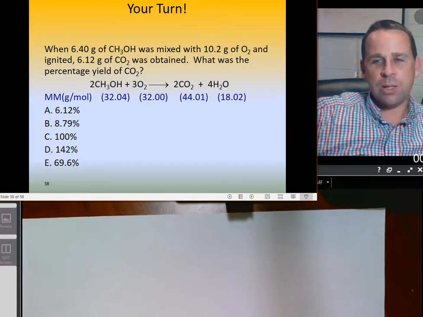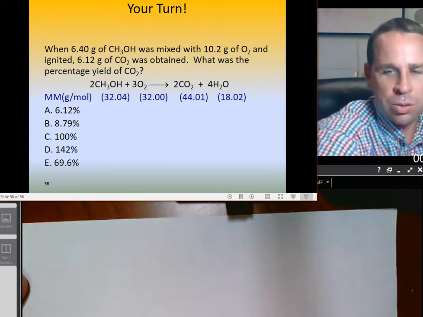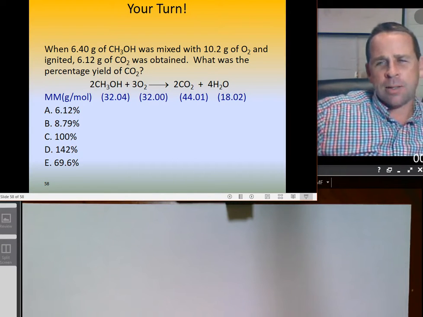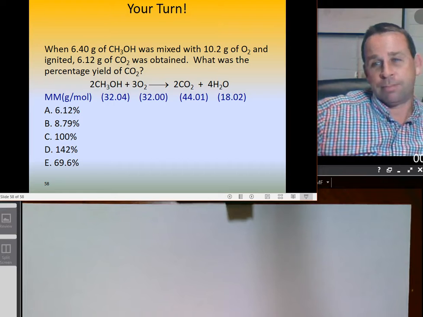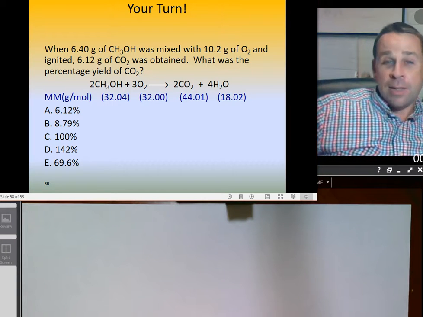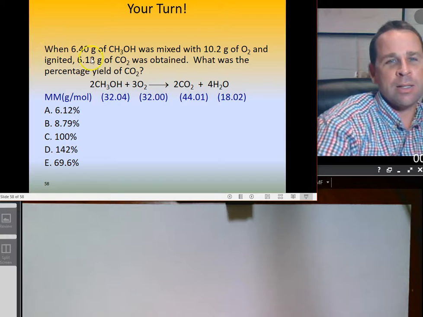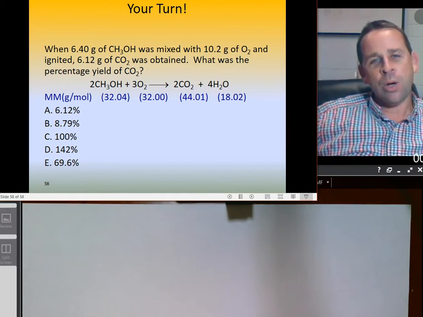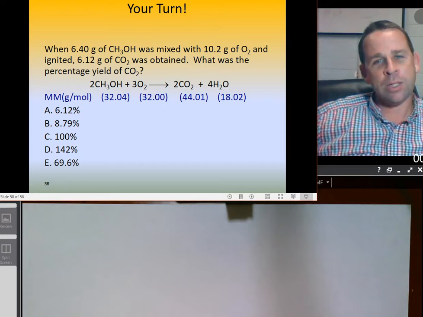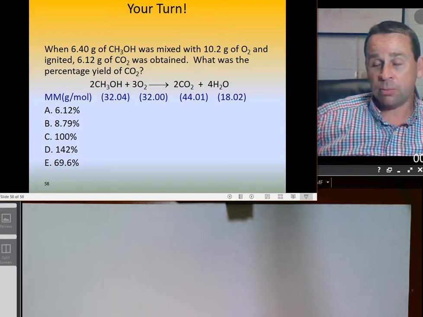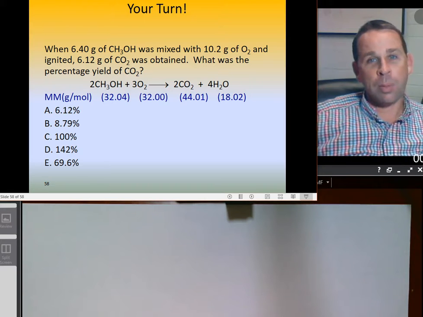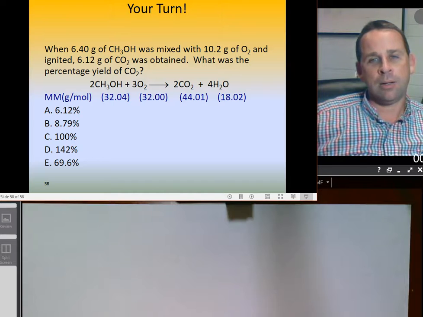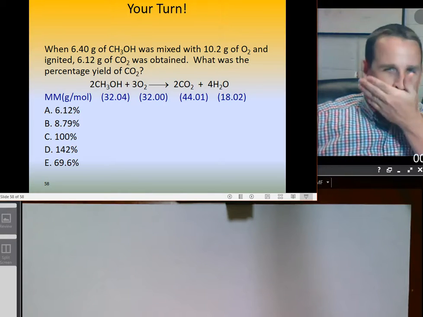Well, to identify the percent yield of the carbon dioxide, I'm going to need to know the grams of carbon dioxide that I theoretically should have gotten. And then I see how much I actually got. It says right there that I got 6.12 grams of carbon dioxide. So I know how much I actually got, and all I need to determine is how much I theoretically should have gotten, and see what my percent yield is by taking what I actually got, dividing by what I should have gotten, and multiplying by 100.